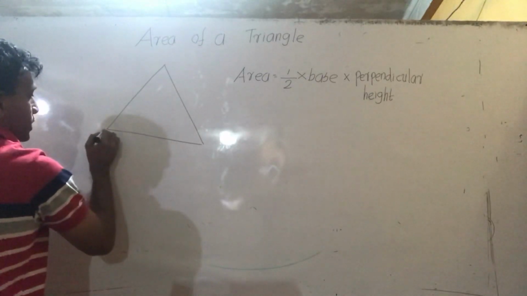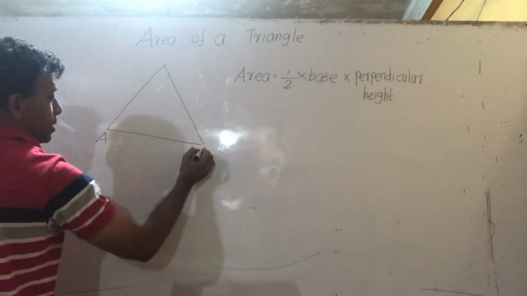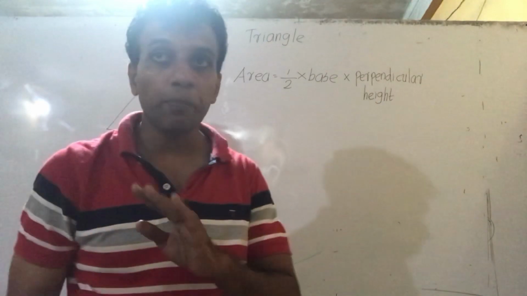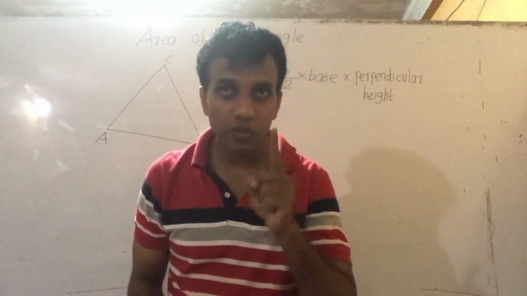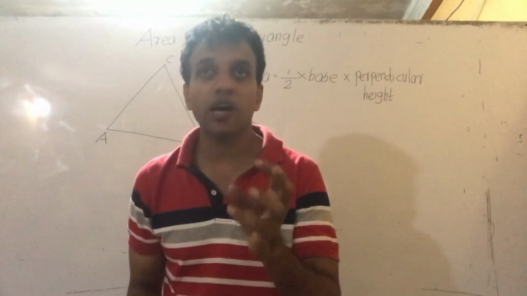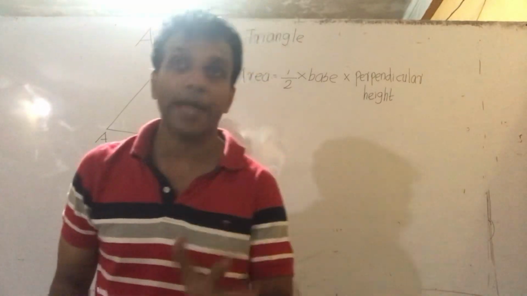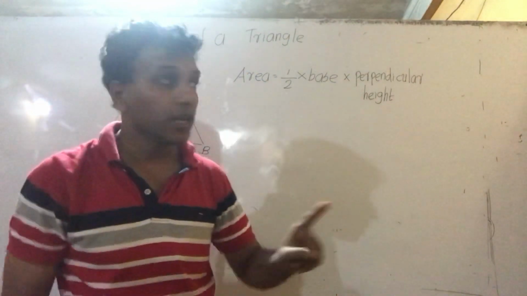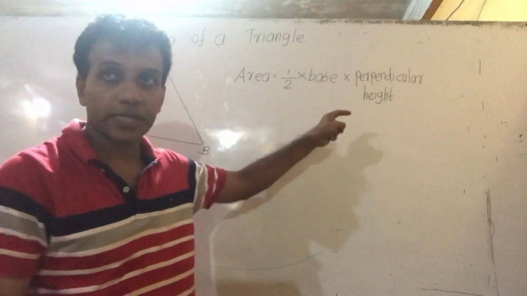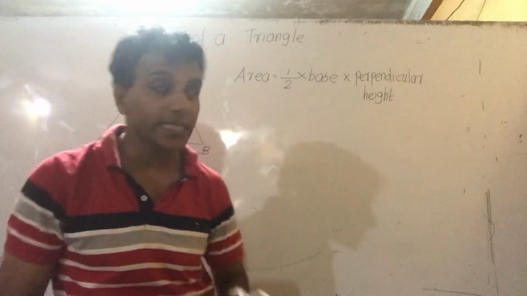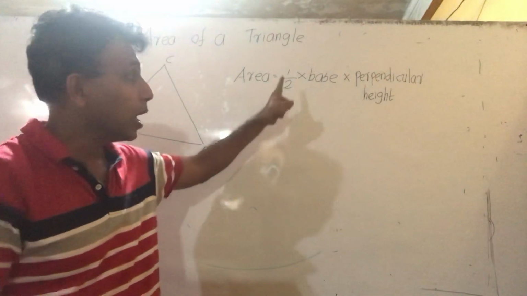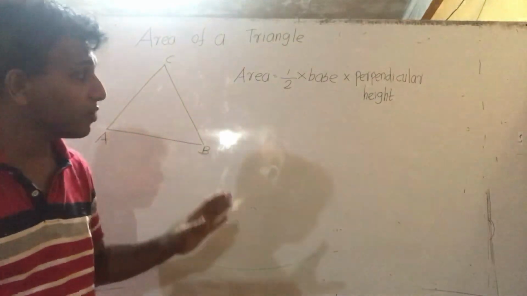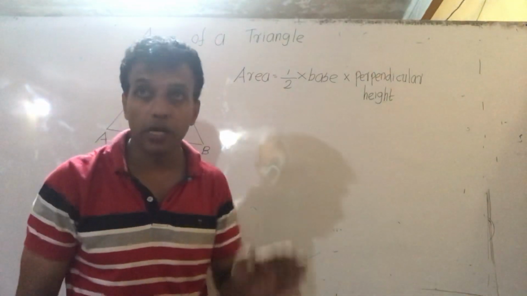See, I am drawing a triangle ABC. There's a formula here. Don't forget the area of a square, and the area of a rectangle, because you learned that in primary school. From grade 8 onwards, you need the triangle area. This is the formula, my dear students. Area of a triangle is half into base into perpendicular height. Half into base into height.